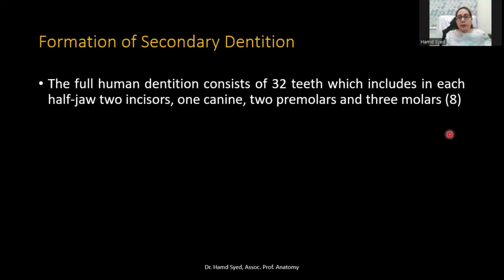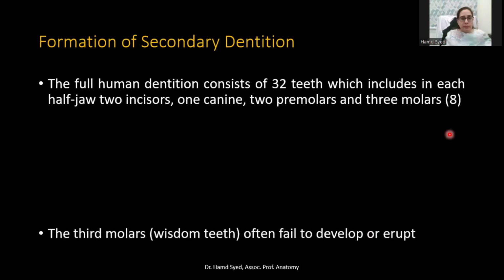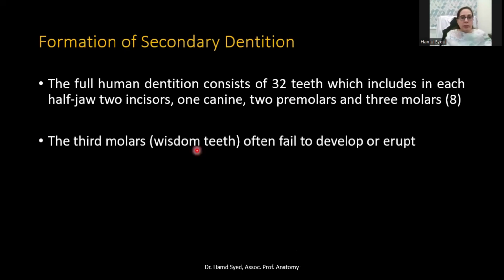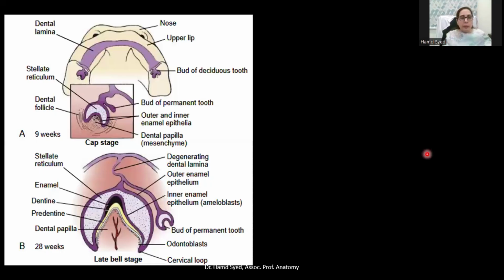Now, the full human dentition, which is the secondary dentition, has 32 teeth, as I told you before: in each half jaw, 2 incisors, 1 canine, 2 premolars, and 3 molars. The third molars, or the wisdom teeth, might not even erupt or may fail to develop.